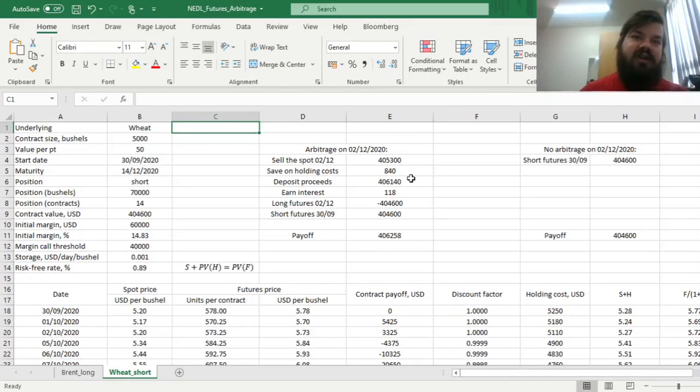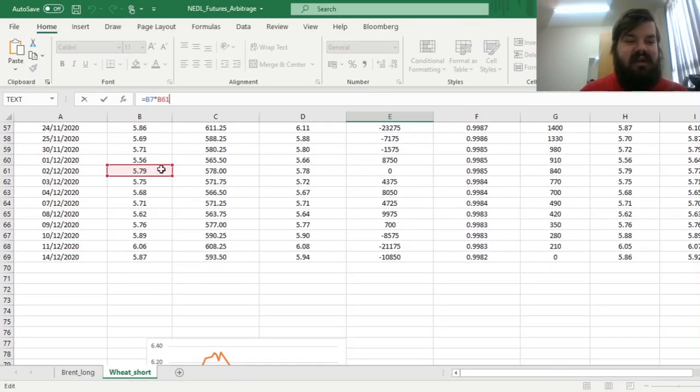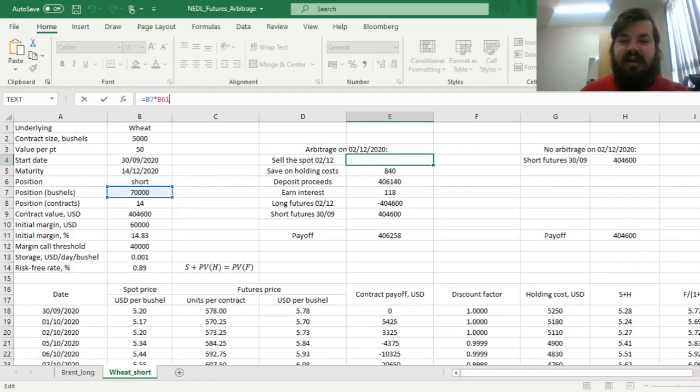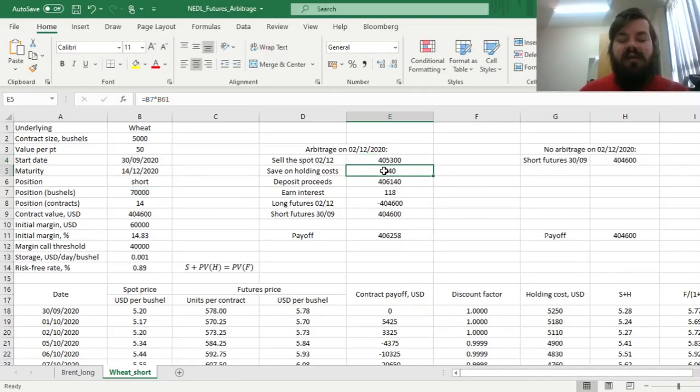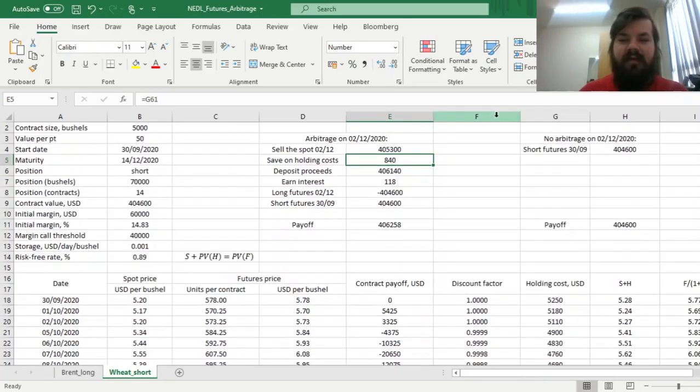And here it just goes the other way around, because as we sell the spot on the 2nd of December 2020, it means that we receive that much for our 70,000 bushels of wheat, we also save up on the holding costs, so we actually cancel our storage and get back the money that we have paid. So here we can see that this $840 that we would have needed to pay if we stuck with the futures contract are now free for us to use any way we want.